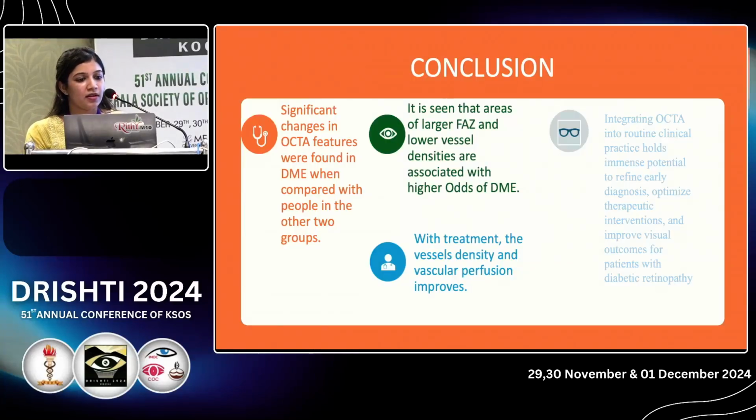Concluding, there were significant changes in OCTA features. Significant changes in OCTA features were found in DME when compared with the two other groups. It is seen that a larger foveal avascular zone and lower vessel densities are associated with higher odds of DME. With treatment, the vessel density and vascular perfusion improve.